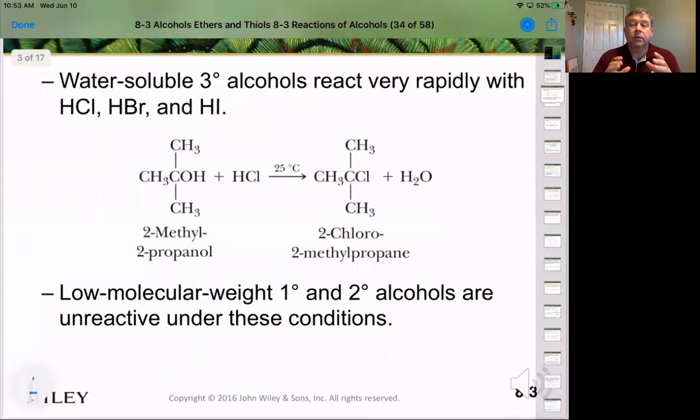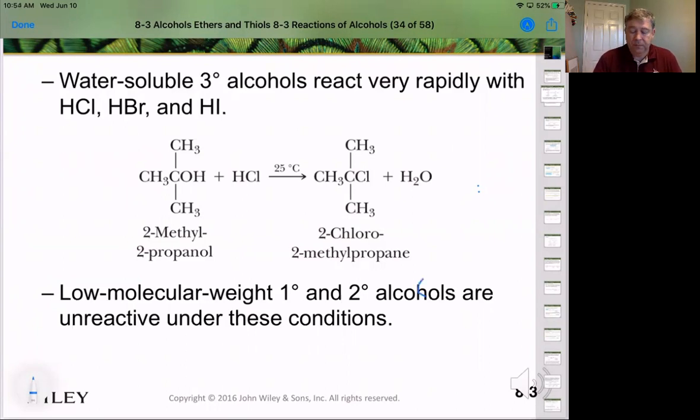We can also take those alcohols and convert them to alkyl halides. We did that before. We converted alkyl halides to alcohols by using hydroxide. In the case of alcohols, we can now protonate that OH and then convert it back to alkyl halides. When we have water-soluble tertiary alcohols, this reacts very rapidly to form our alkyl halide and produce water. However, the lower molecular weight primary and secondary alcohols are unreactive to these conditions, and I will talk about that in a minute.